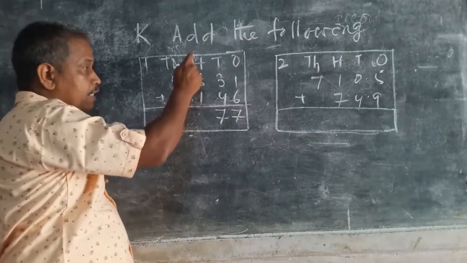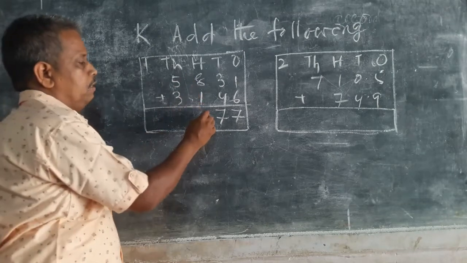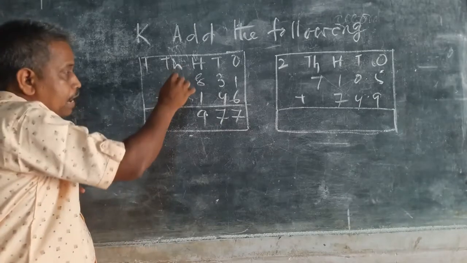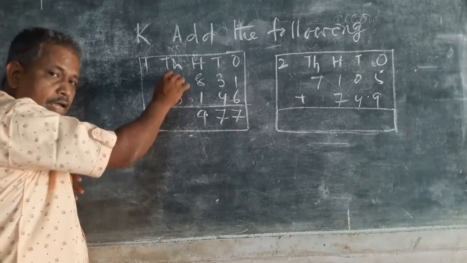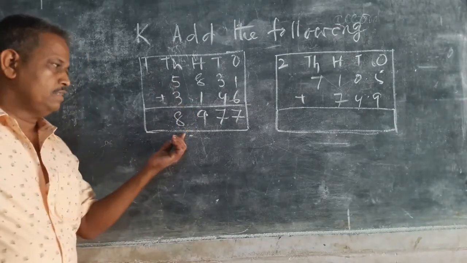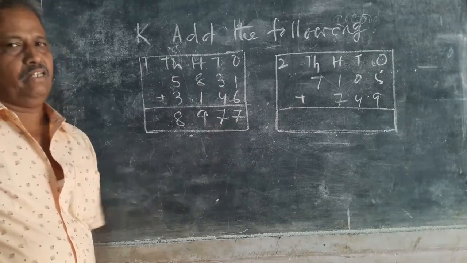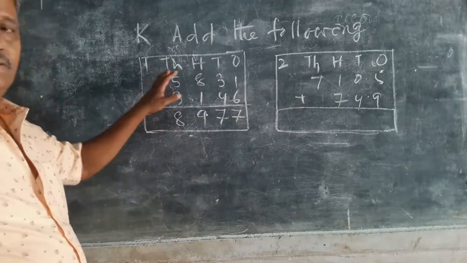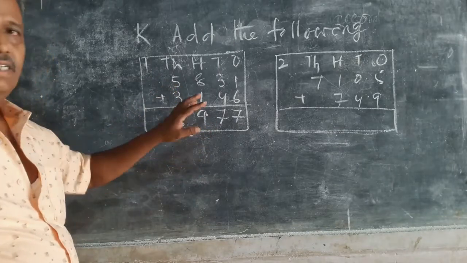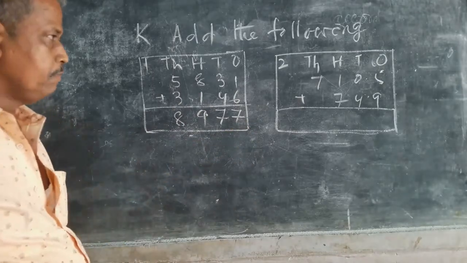You see, hundreds place here is 8 and here is 1. 8 plus 1 equal to 9. And thousands place 5, here 3. 5 plus 3 equal to 8. Okay, so the answer is 8977. When we add these two numbers, we will get the answer 8977. You see, another question.